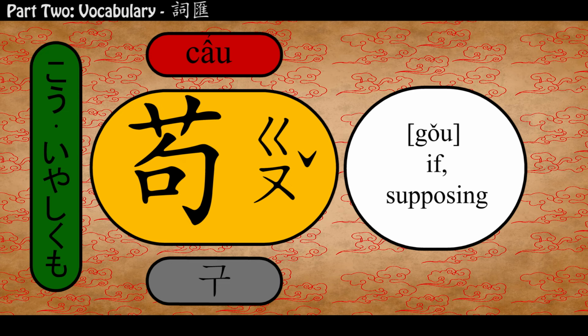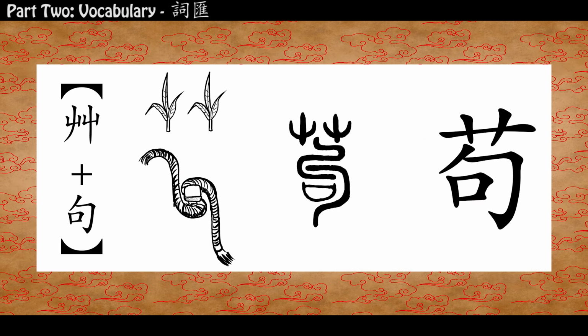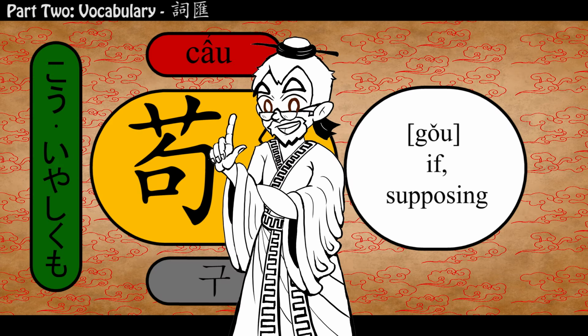苟, if, supposing. From 艹, grass, over 句, hook, which is phonetic. Originally, this character was the name of a plant. It was borrowed phonetically for the homophone 苟, meaning if.